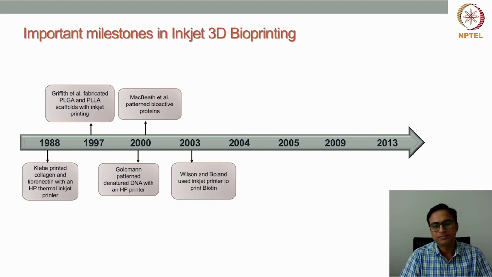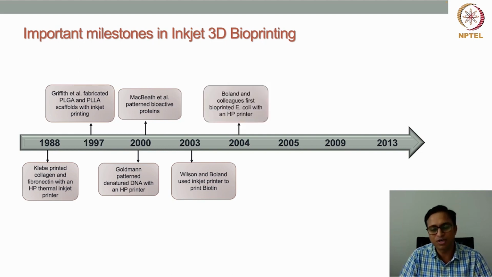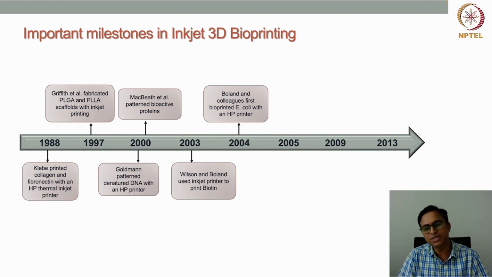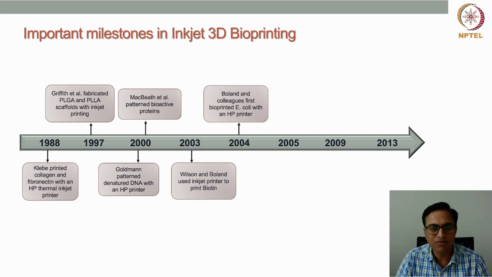Then in 2003, the researchers Wilson and Boland also used an inkjet printer to print a biomolecule called biotin. Followed by that, the same year, Boland and his colleagues first attempted to print a living organism through an inkjet printer. They modified an HP inkjet printer to suit the printing of living organisms.